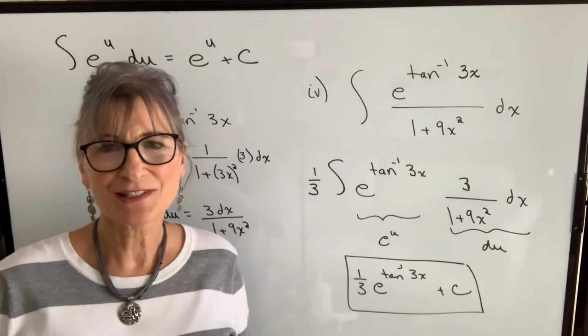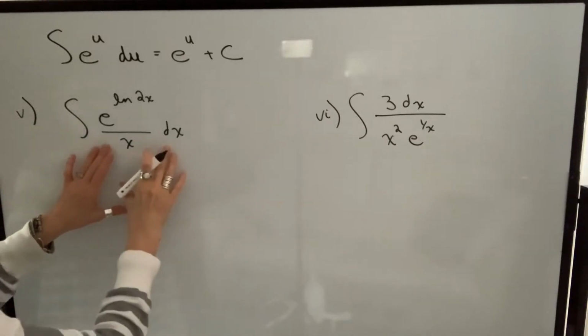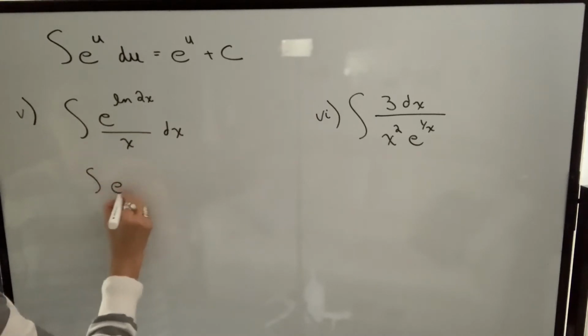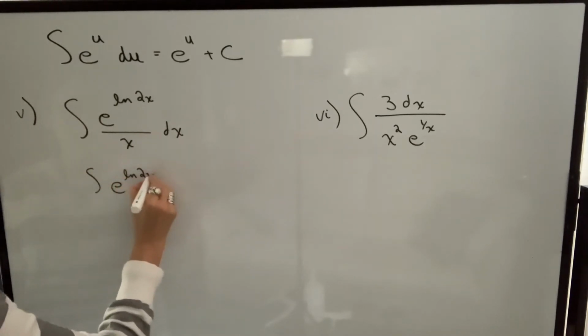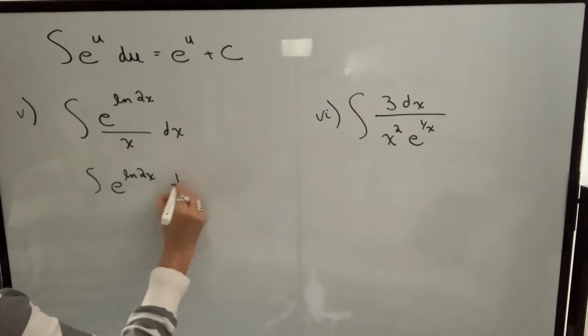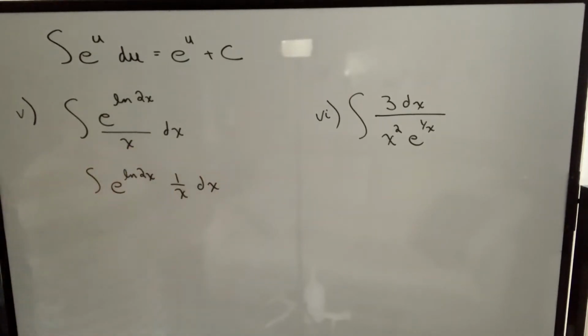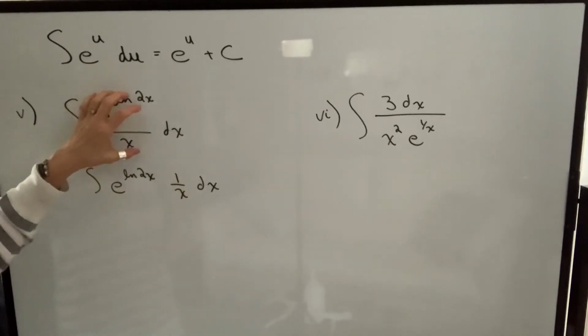Let's look at a couple more examples. In this next example, I'm going to separate the factors. So I'm going to write e to the natural log of 2x, and then I'm going to write that as 1 over x dx. I just want to separate them so I can see if indeed this is part of my du factor. I don't want to leave it in a fraction.